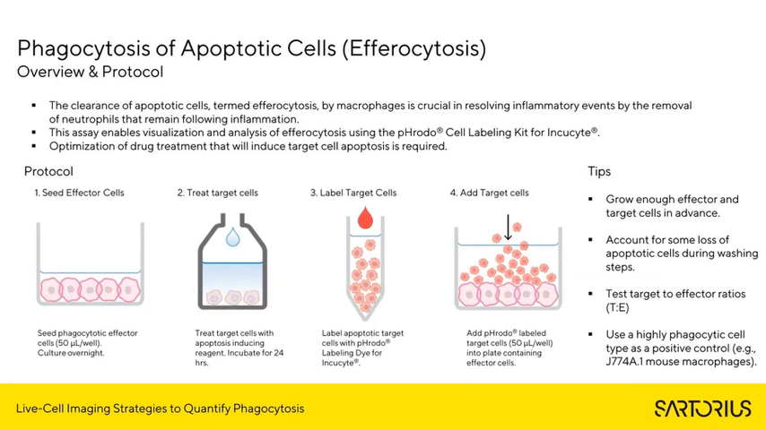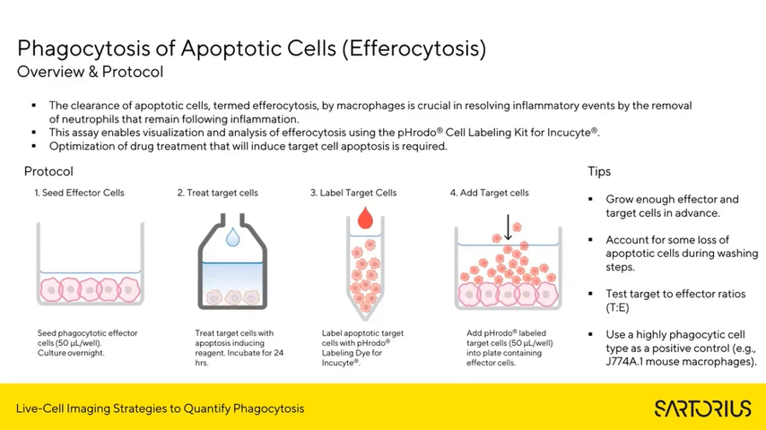On day 0, we want to seed the effector cells, and these can be cultured overnight. On the same day, we can treat the target cells with the apoptosis-inducing reagent. On day 1, we harvest the apoptotic target cells and label with the Frodo labelling dye, at the concentration that you would have previously determined. Following the labelling of the target cells, these can then be added into the plate containing the effector cells, and images can be acquired in the Incucyte. So, tips for this assay.